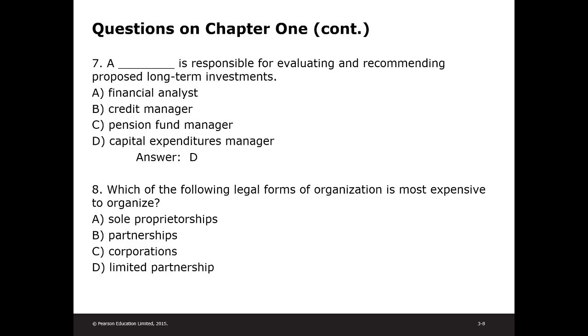Which of the following legal forms of an organization is most expensive to organize? Sole proprietorships, partnerships, corporations, or limited partnership? The answer will be C, because corporations are the biggest legal form of an organization ever, and it requires many legalities and authorizations to come to the light.